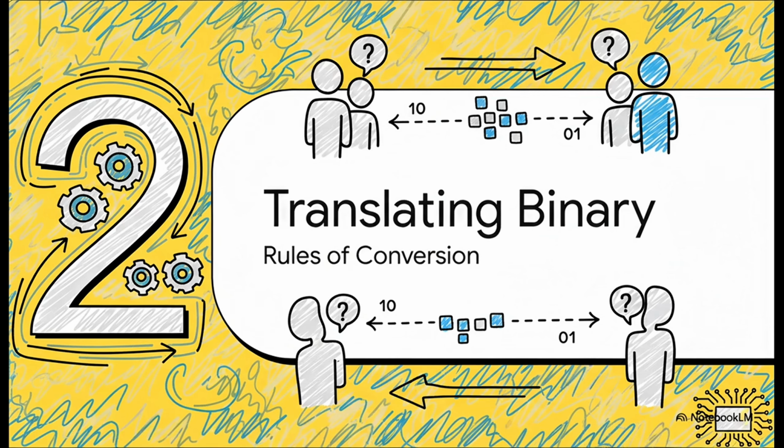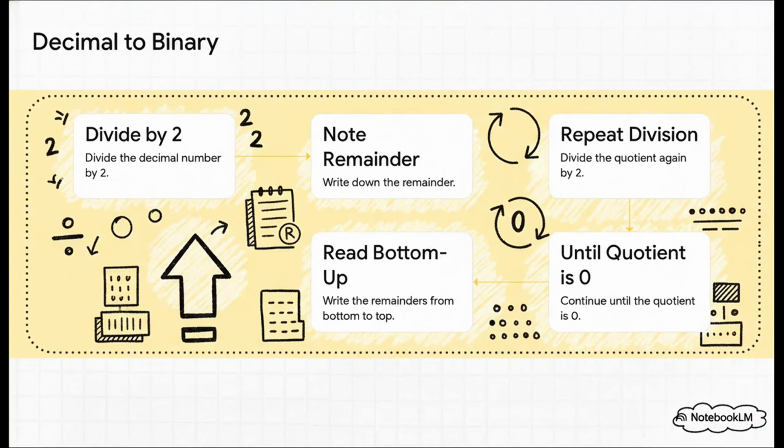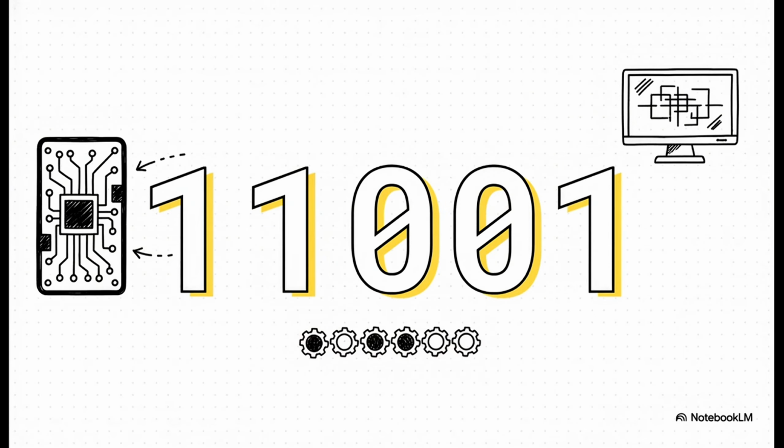We've got to learn how to convert our familiar decimal numbers into binary, and just as important, how to change them back again. The easiest way to do this is with a method called divide by 2. It's exactly what it sounds like. You just keep dividing your number by 2 and jotting down the remainders. Let's give it a shot with our mystery number 25. And voila! After running through those steps, this is what you get. 1, 1, 0, 0, 1. That sequence of ones and zeros, that's how a computer actually perceives the number 25.